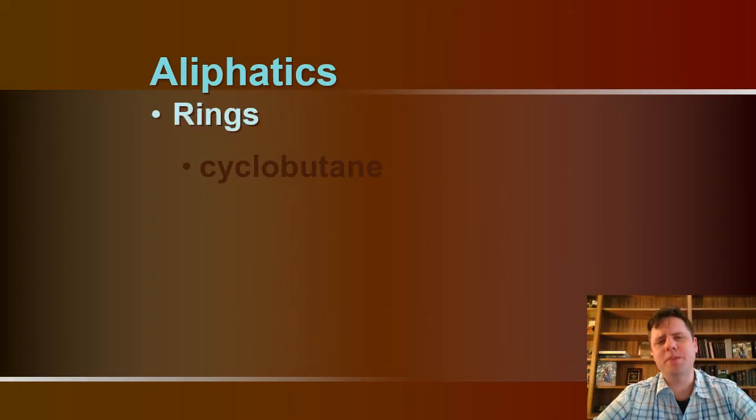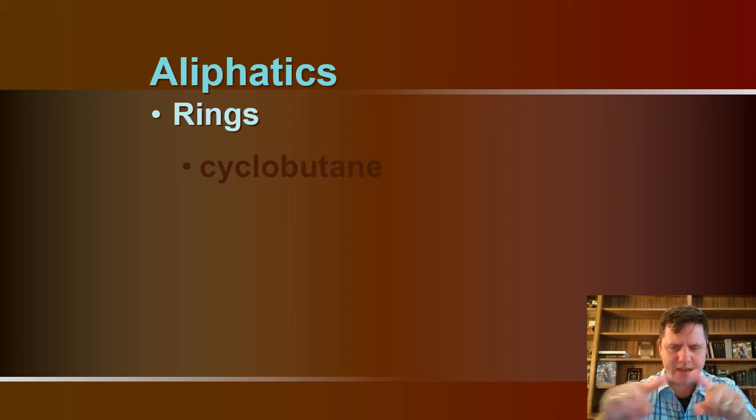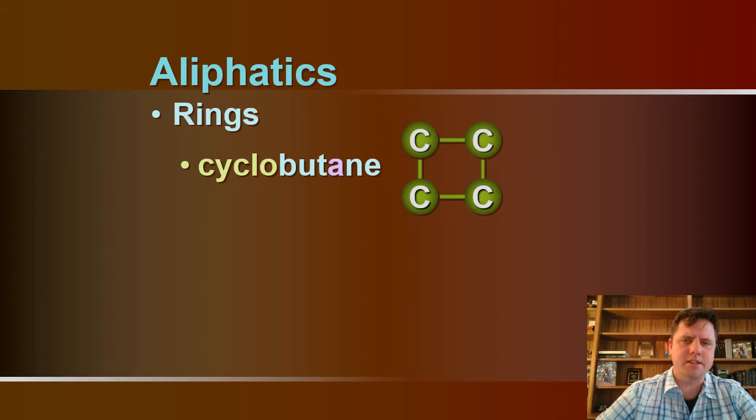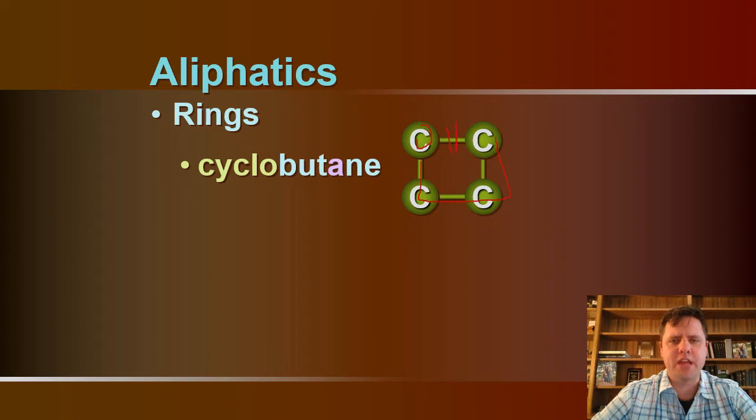Now, as I said, these chains can also be looped together and connected into a ring. Cyclobutane is an example. This would be butane if it went from this carbon to this one without this connection. But if there's a connection all the way around, then we just add this prefix in front of it, cyclo, to tell us that it's cyclobutane. Remember, it's an A here because they're all single bonds.